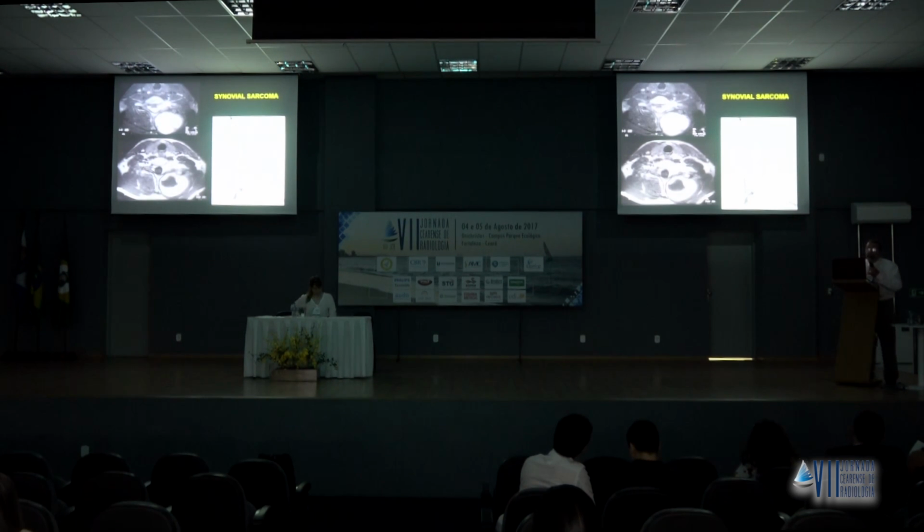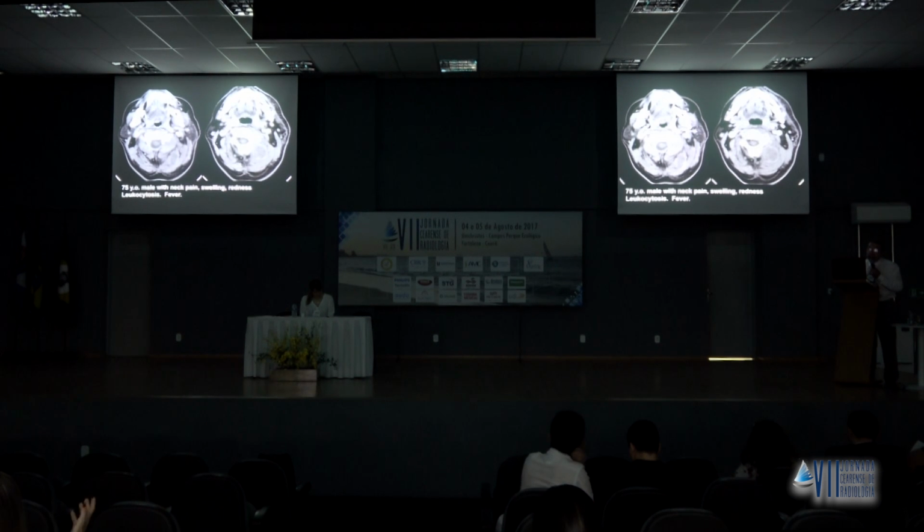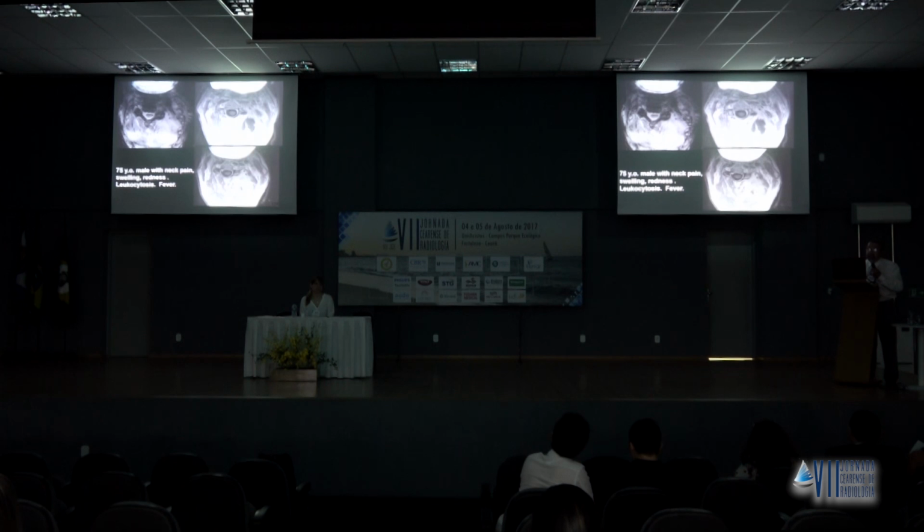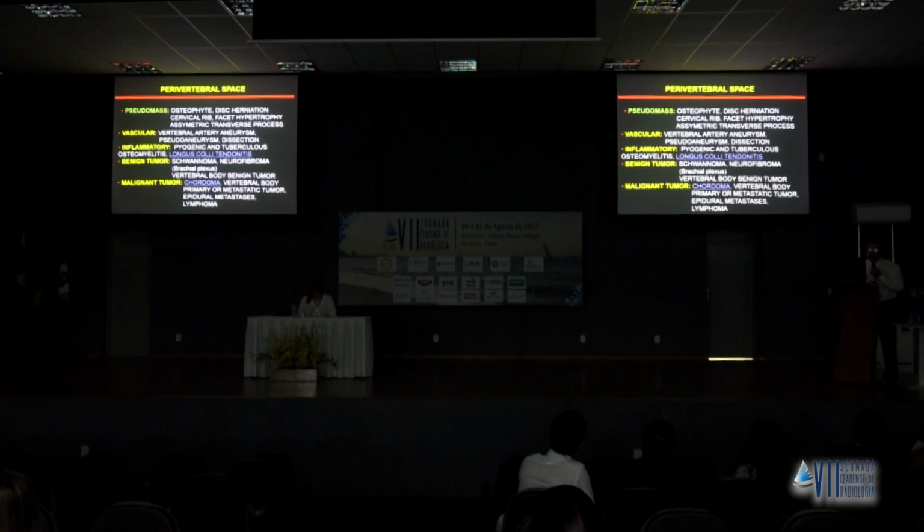Okay? We also see other lesions, such as an abscess in this case. And here's the post-contrast with enhancement and the cavity there. And these are the things that happen in that space: we talk about the longus colli tendonitis, we talk about chordoma, but a bunch of metastases and mesenchymal tumors can all develop in this area.